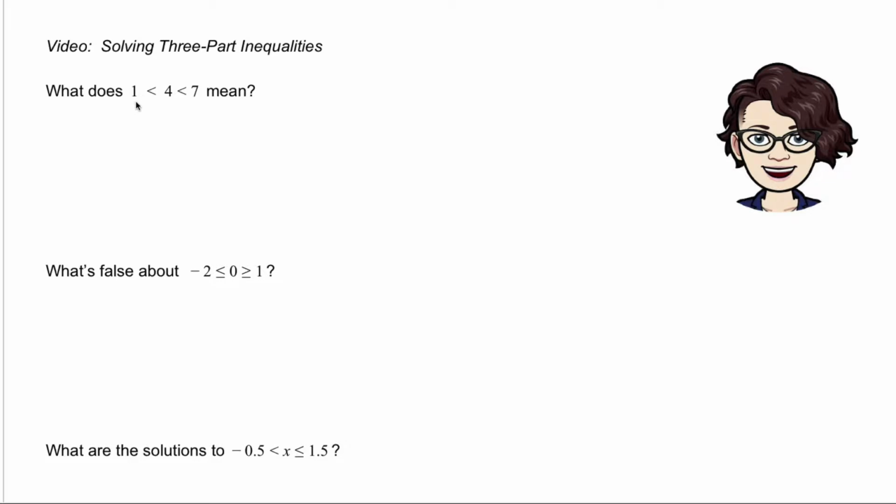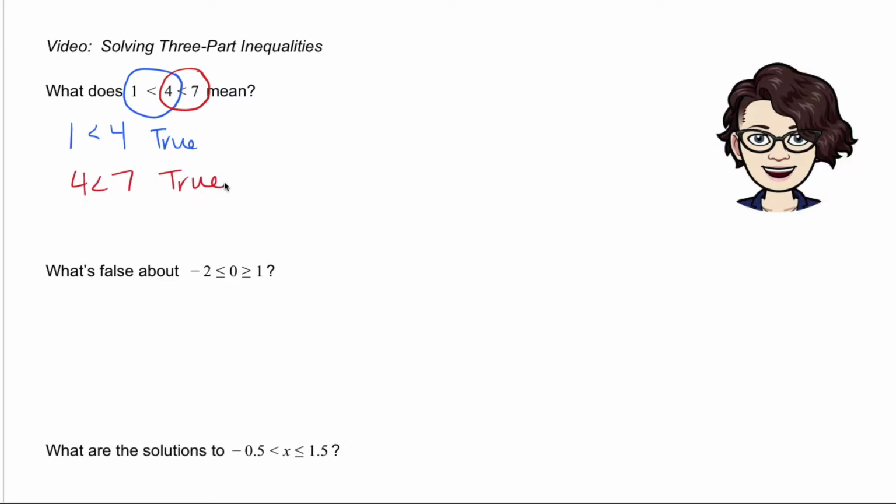It means it actually has three parts. 1 less than 4 less than 7. What does that mean? Well, it does have three different parts compared to just two parts of an inequality. But we can break it up into two different inequalities. We can first look at the inequality 1 less than 4, and that's certainly a true statement. And we can also look at the second inequality, 4 less than 7.